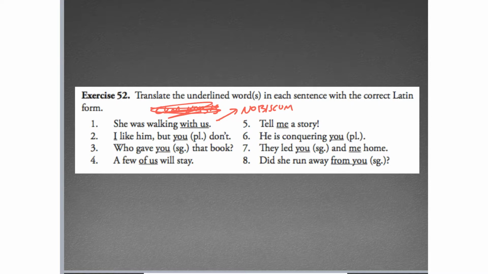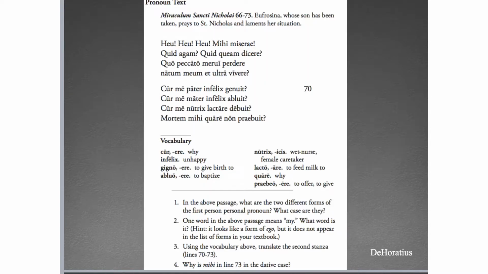If you ever heard the expression pax vobiscum, peace be with you, the vobiscum is that same thing, the ablative of you, and then with the preposition cum. And again, just do the underlined one. So also number 2, we have a third person pronoun, but we're ignoring that for the purposes of this exercise because we haven't learned that yet. I like him, but you, plural, don't. This is going to be nominative, and so that's going to end up being vos. So I'll let you all do the rest.